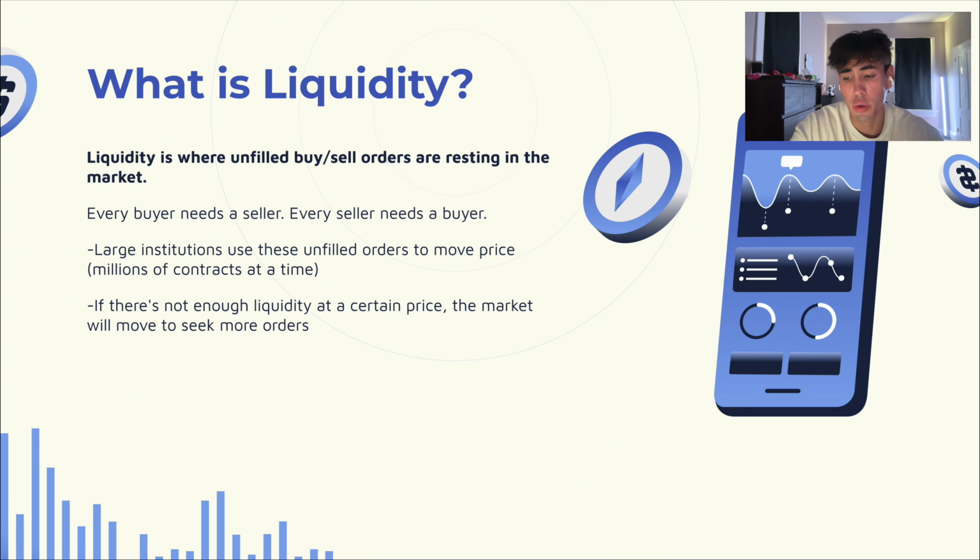If there's not enough liquidity at a certain price, then the market will move to seek out more orders. So if there's not enough liquidity for a large institution to fill their massive limit orders, then they're going to wait until more liquidity generates so that they can fill that order. Essentially, this is why we have an accumulation, manipulation, and distribution leg. The accumulation leg occurs when there's not enough buy and sell stops for these institutions to fill their orders. It manipulates down, and we get our distribution leg once they fill their orders.